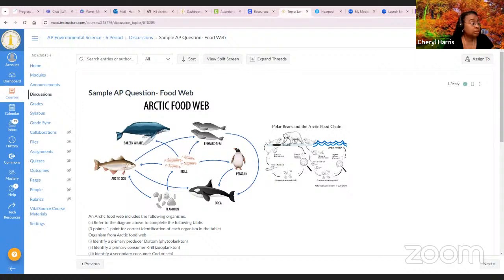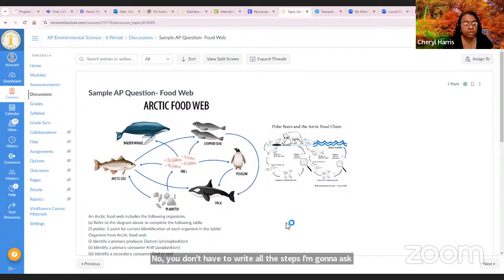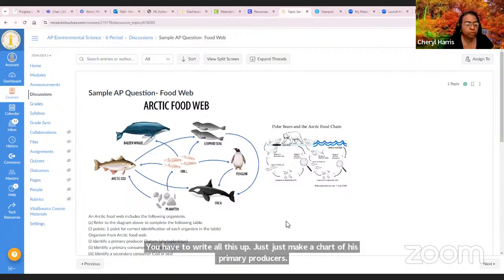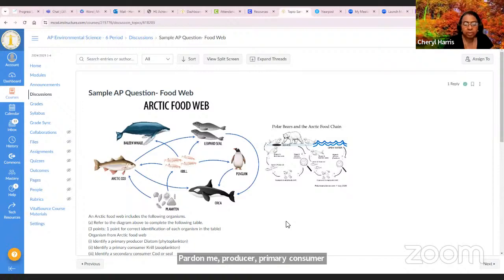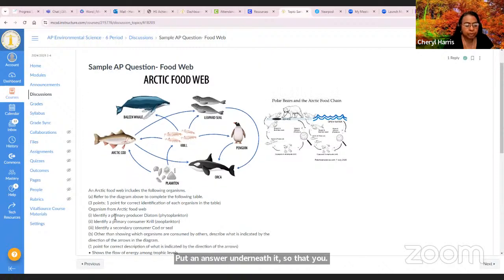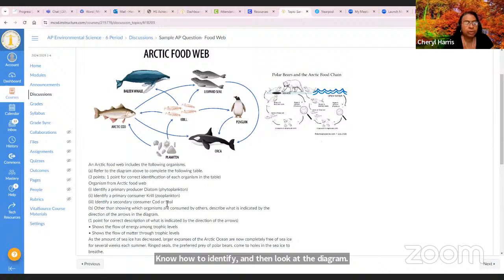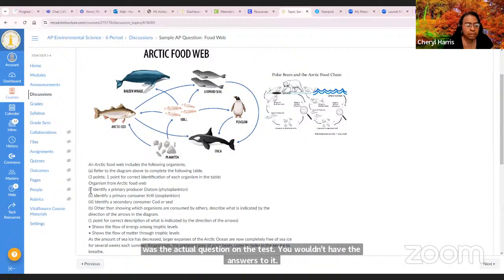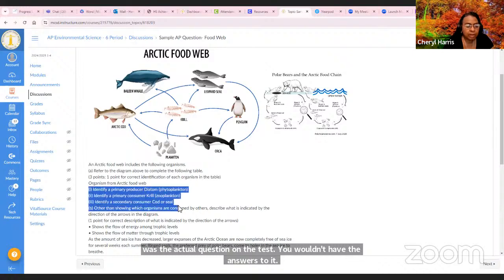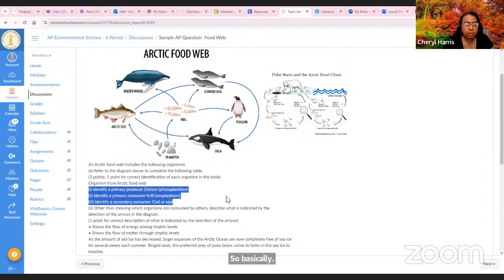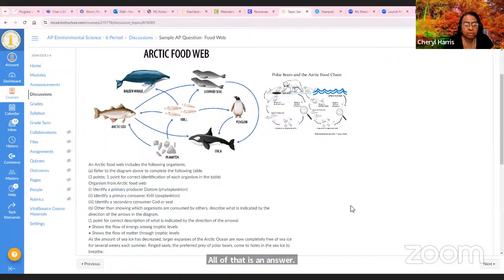No, you don't have to write all the steps. Someone asked if you have to write all the steps. Just make a chart of it. Primary producer, primary consumer, secondary, and then put an answer underneath it so that you know how to identify, and then look at the diagram. Basically, the question has been answered for you. If this was the actual question on the test, you wouldn't have the answers to it. So basically, all of that is an answer. So I want you to create a table with that.